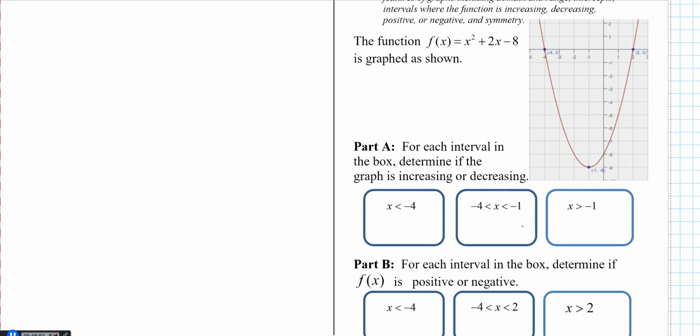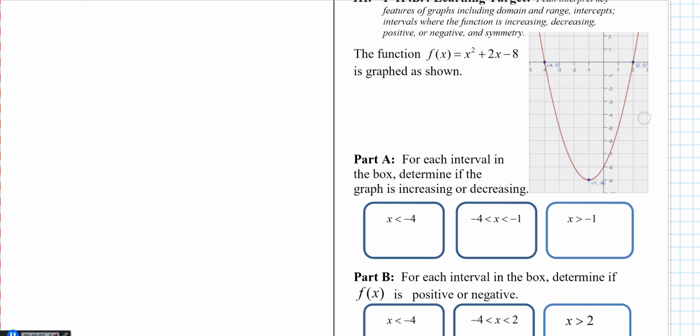So what does increasing mean? Increasing means the graph is going up as we move across. Decreasing means the graph is going down as we move across. So when x is less than negative 4, so here's negative 4 for x. When x is less than that, we're over here somewhere. So we're way up here on the graph, and which way are we moving? We're moving down, because we always read the graph from left to right, so our graph is moving down. So we are decreasing.